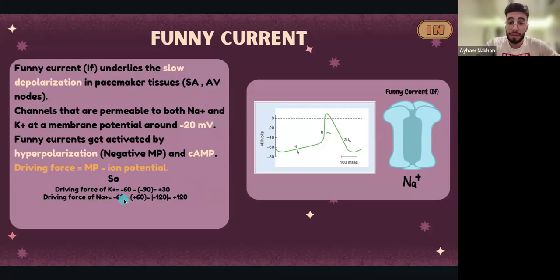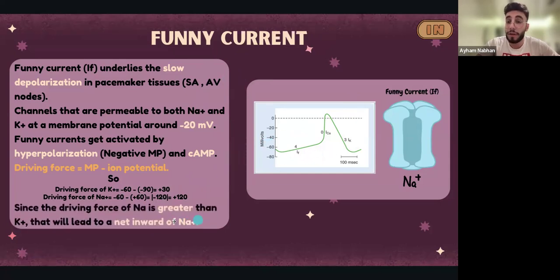So what does that tell us? It tells us that the final outcome of the funny current would be the inward flow of sodium. So these channels are mainly taking sodium from the extracellular space into the cell. As you can see here, depolarization is indicated by the influx of sodium. So here in phase 4, the slow influx of sodium would initiate the upstroke of phase 0. That's it.